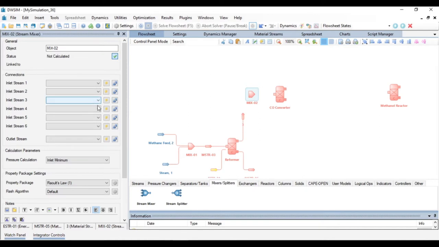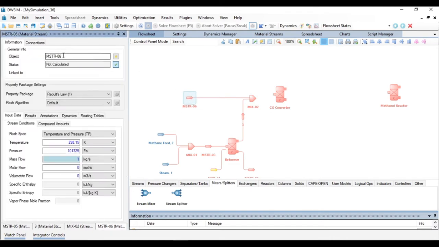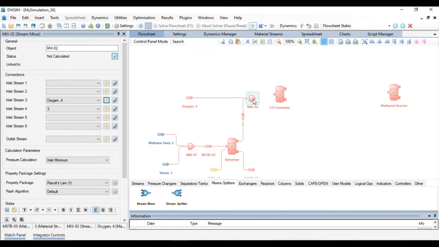Then we'll connect the inlet stream 4, and we'll add another stream. So this stream, we'll name this as the oxygen stream, comma 4. There you go. Then under this mixer, we will add an outlet stream, and it will connect to the CO converter.